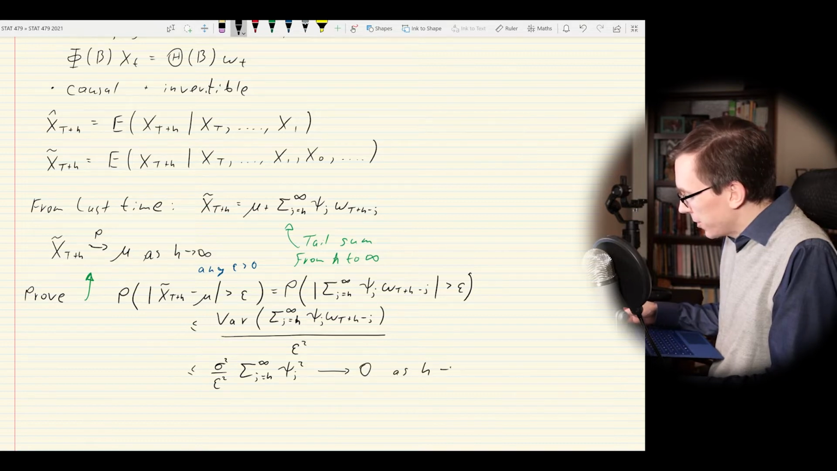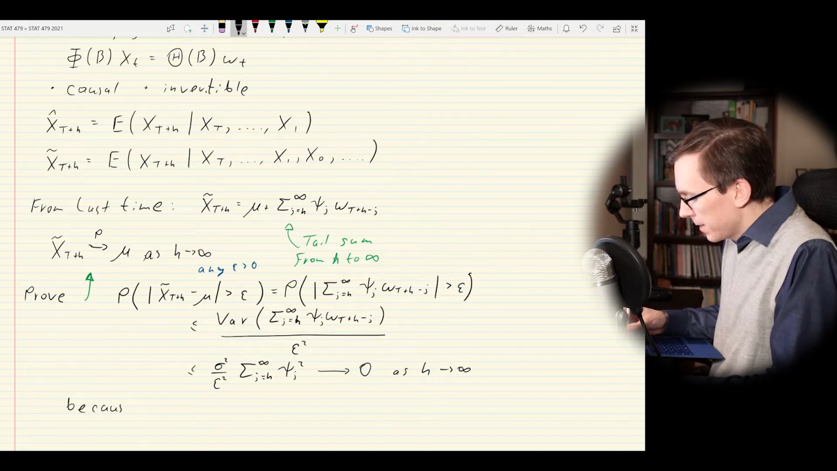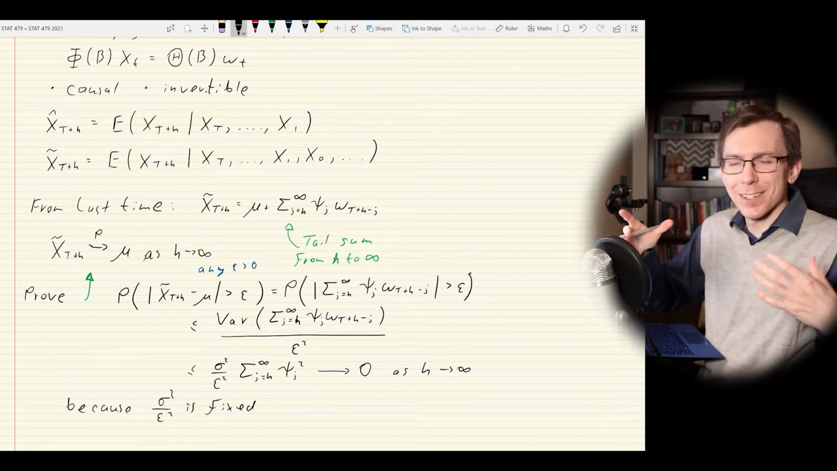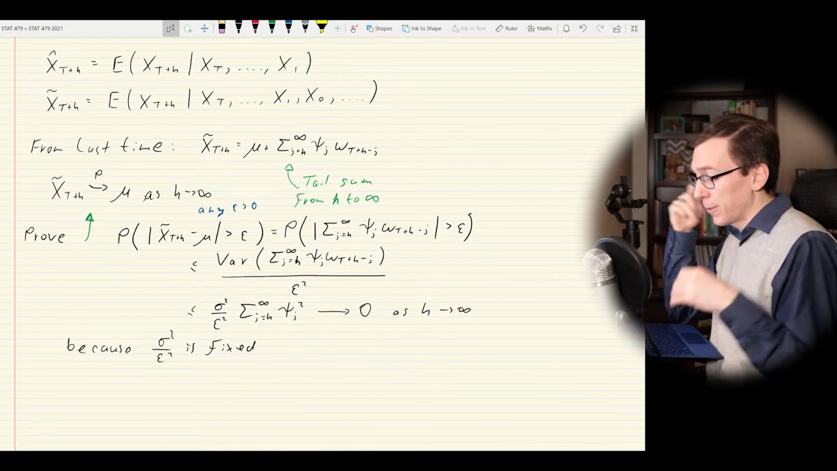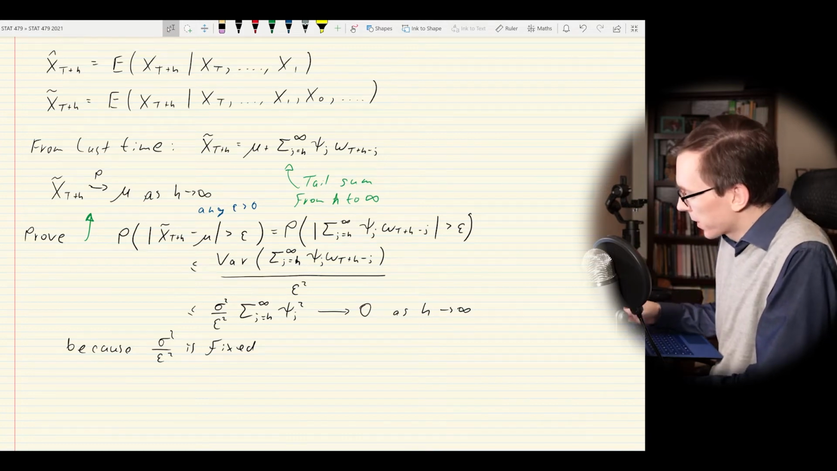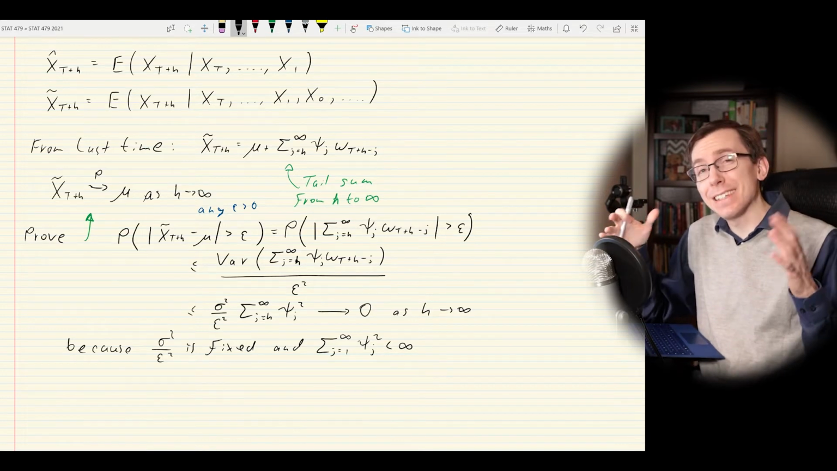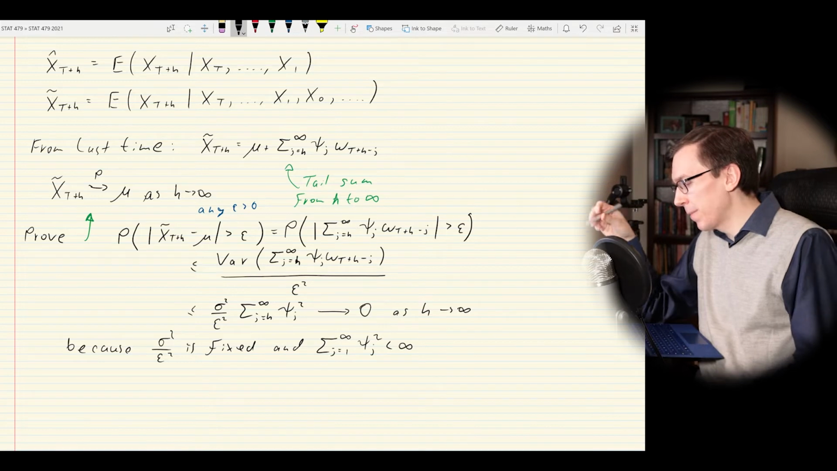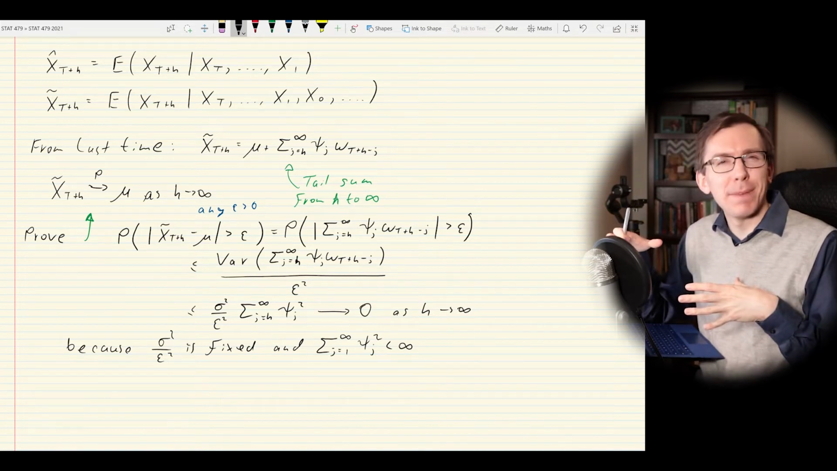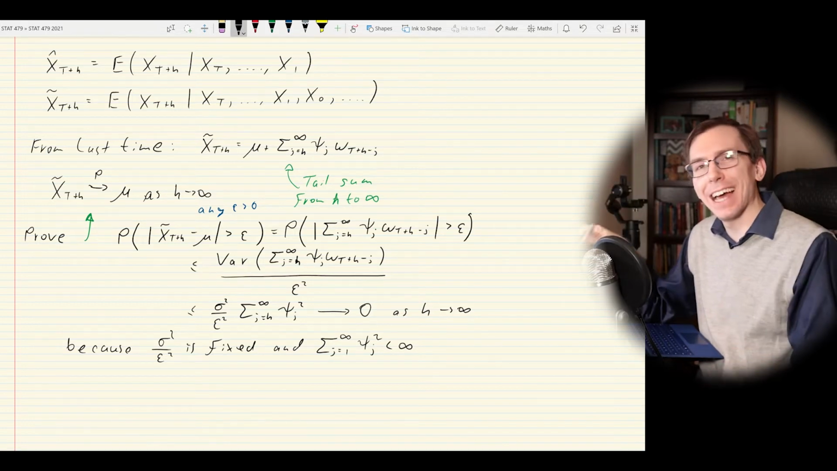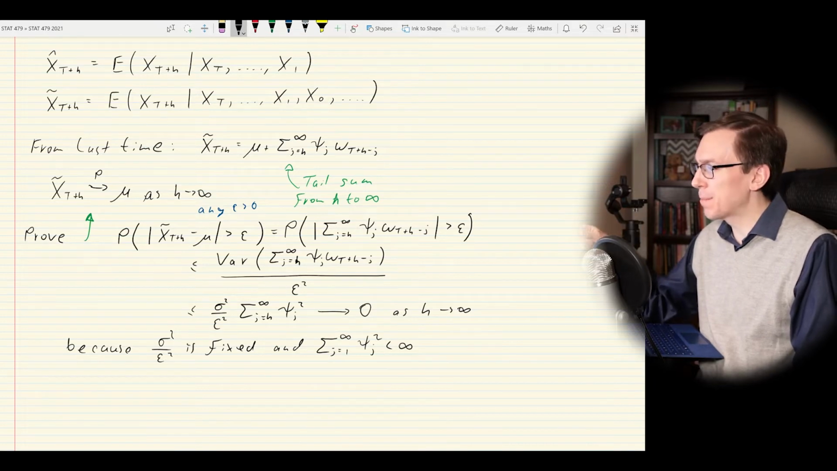And we already know that this has to go to 0 as h goes to infinity because, a couple of things. Sigma squared over epsilon squared is fixed. That's not changing. We're not taking epsilon to 0. This isn't one of those epsilon-delta type things where we take epsilon to 0. We just have epsilon as any fixed positive number. This will work. And the summation from 1 to infinity of psi j squared is finite. If an infinite summation is finite, that means the tail sum has to go to 0 as you take h to infinity. So that is where we formalize this a little bit better, and we don't just say we go to the mean as you try to predict h steps further and further into the future.